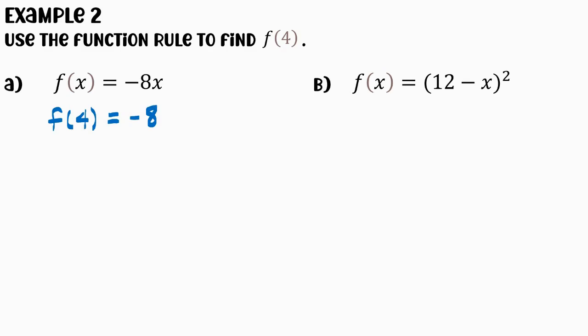Now remember, anytime you have a number right next to a variable, that operation is multiplication. So we're going to do times, and then replace x with 4. Okay, so we just need to simplify that. So negative 8 times 4 is negative 32. So f of 4 equals negative 32 for A.